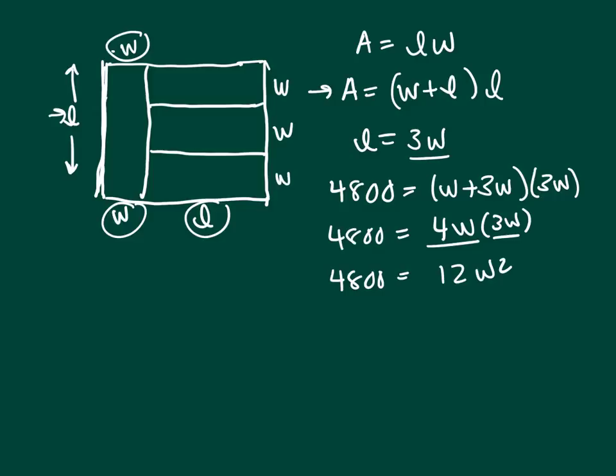Now divide both sides by 12, and that's going to give me 400 equals W squared. And now take the square root of both sides. Normally that gives me a plus or minus, but we're not going to use the minus because we're talking about the width and it has to be positive. So the width is 20.